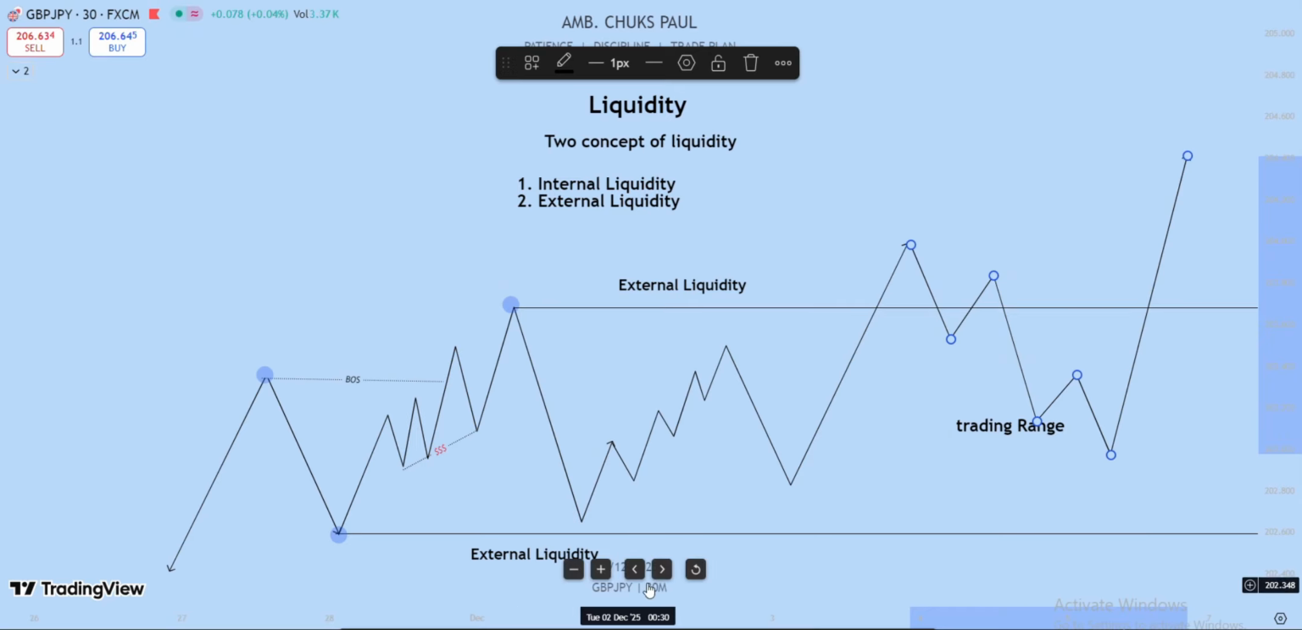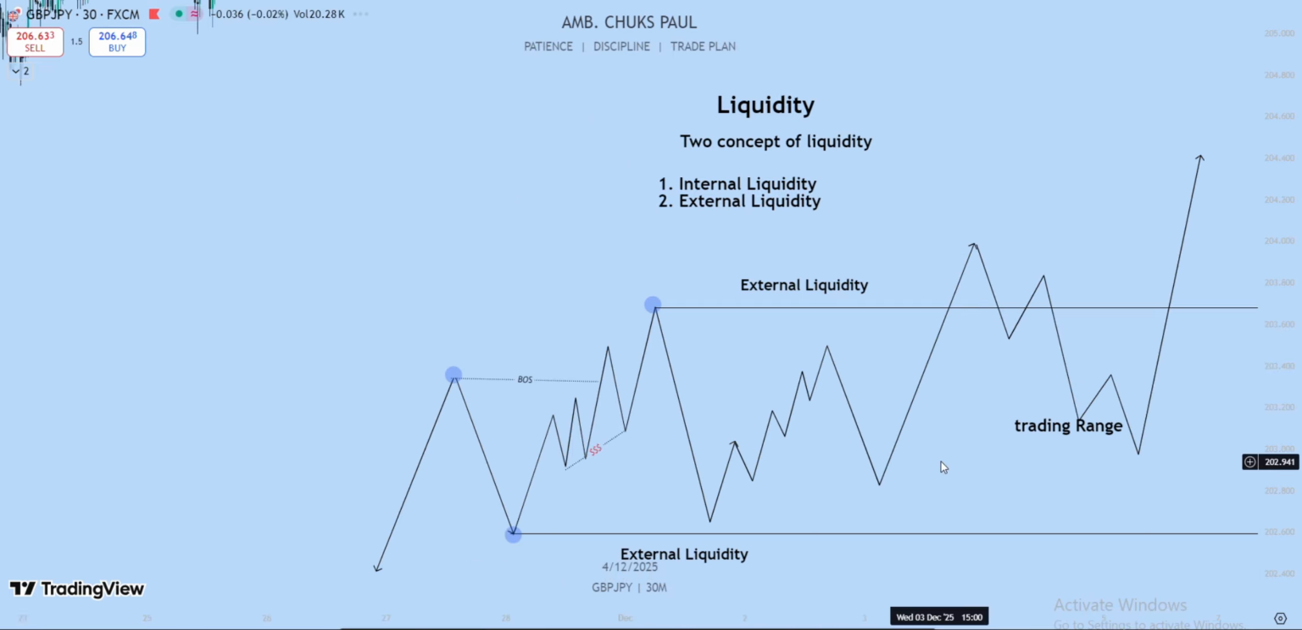So external and internal liquidity is not a complicated concept, right?